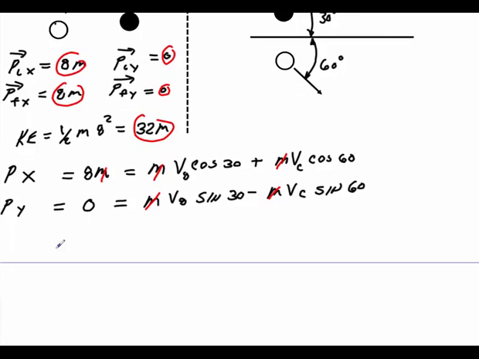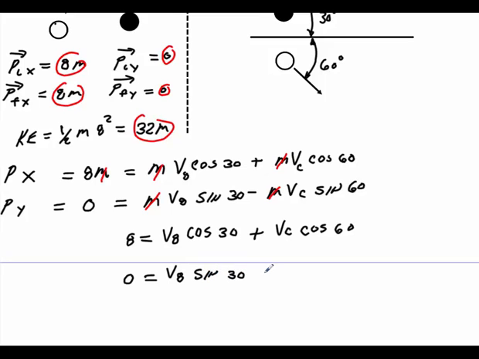Alright, so let's just scroll down. Let's go ahead and rewrite our equations. And we're going to have 8 is equal to V8 times the cosine of 30, plus velocity of the cue times the cosine of 60 degrees, with that equation. And then the other equation we'll have is 0 is equal to V8 times the sine of 30 minus velocity of the cue times the sine of 60.